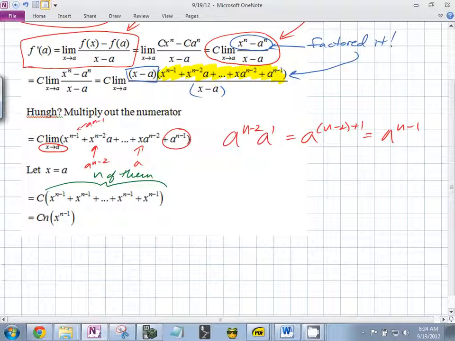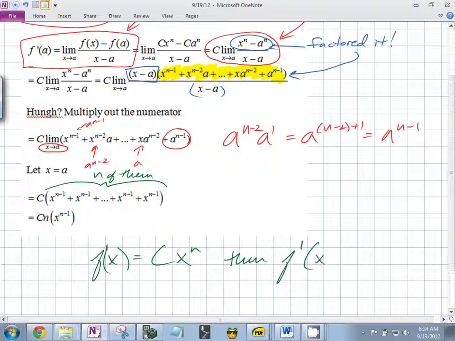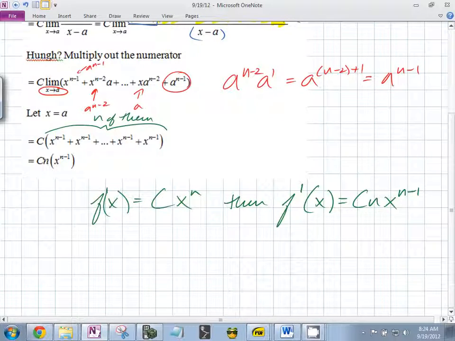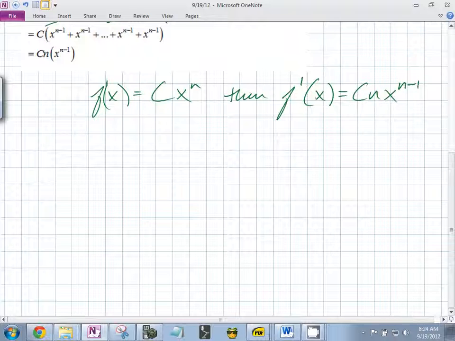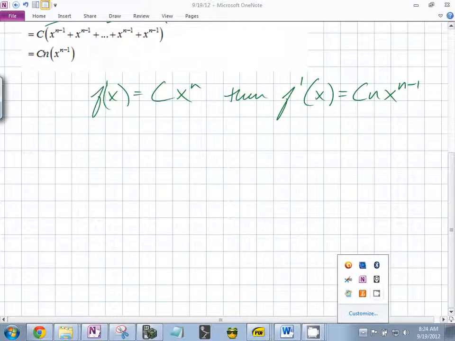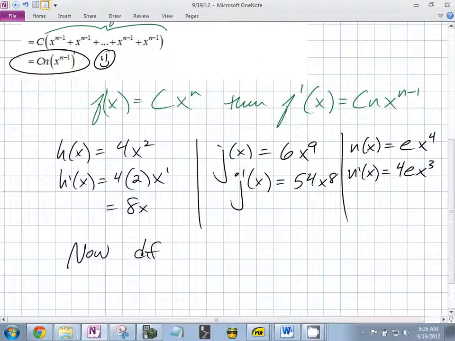So what does this now mean? It means that if f of x is equal to c x to the n, then f prime of x is equal to c n x to the what power? To the n minus 1. So we did a few of these before. These are our first derivative rule. You can now differentiate any what?